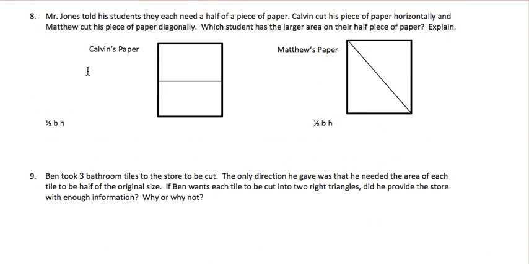Well, when we look back at number 8, where we looked at a horizontal cut and then also a diagonal cut, we know that that's the same area, which is half of the original size. So Ben has not given enough information because it's very possible that the store could cut them horizontally, or for that matter, could even cut them vertically, because that would still be half as well. So, not enough information.